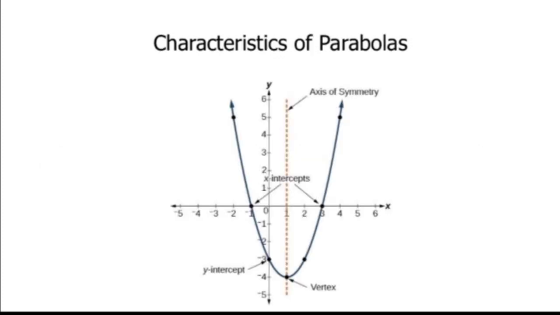And now, let's proceed to the characteristics of parabolas. Axis of symmetry. A line that divides an object into two equal halves. X-intercept. A point where the graph crosses the x-axis. Y-intercept. A point where the graph crosses the y-axis. Vertex. The highest point or top.